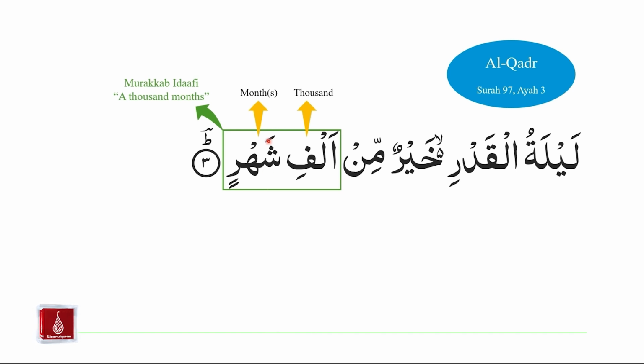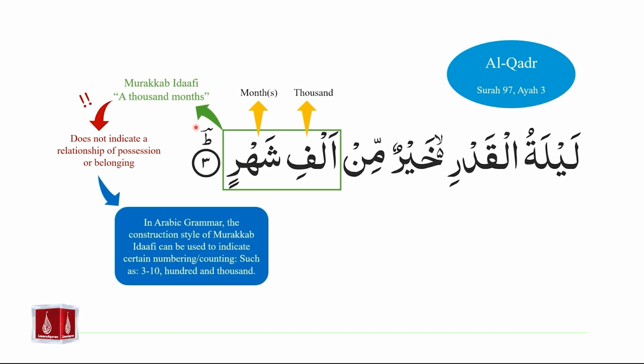If we pay attention to the translation of alfi shahrin, which is 1,000 months, it does not indicate a relationship of possession or belonging. We studied previously in the definition of murakkab izafi that a murakkab izafi shows a relationship of belonging or possession between one ism and the other. But in this case, we are not seeing that relationship of belonging or possession in the case of 1,000 months.